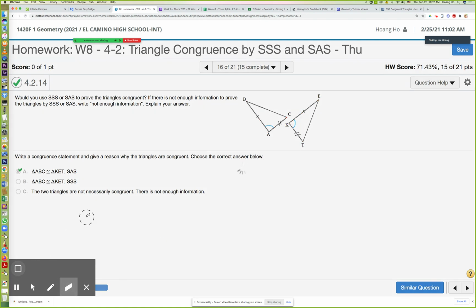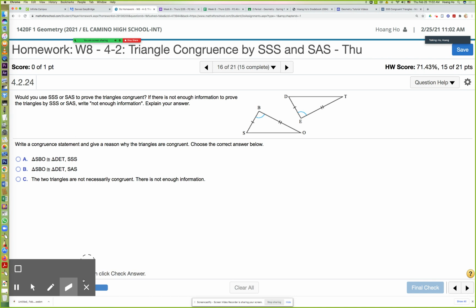Now, question 16. Similar. Would you use SSS or SAS to prove triangle congruent, or is there not enough information? Yes, we do have enough info over here. Two pairs of sides, one mark, one mark, and two mark, two mark. The angle has to be included between the two sides. Yes, we do have it. So SAS.